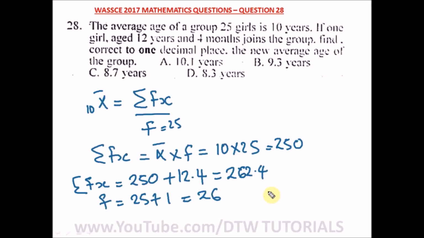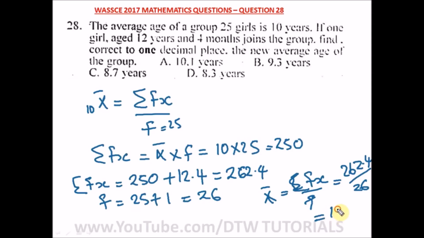So to get our new mean, that's our average age, it will be our new fx over our frequency, which is 262.4 divided by 26. When you punch it in your calculator, you're going to get 10.1. Since we're correcting to 1 decimal place, we have 10.1 years, because the second number here cannot be approximated to drop a 1. So we have 10.1.